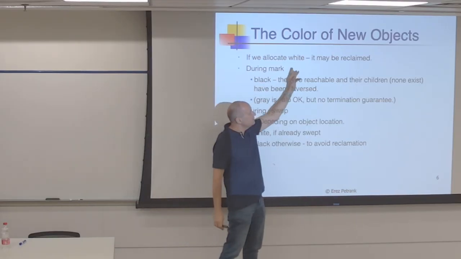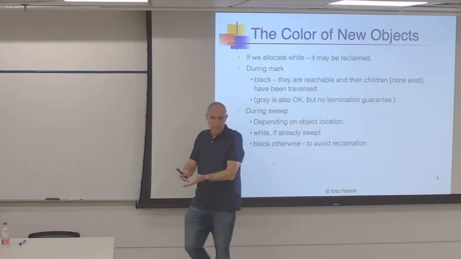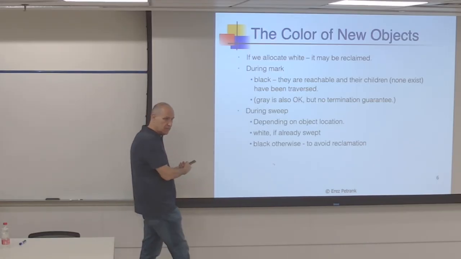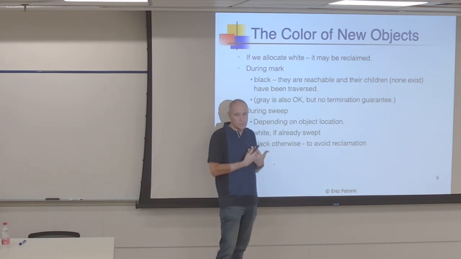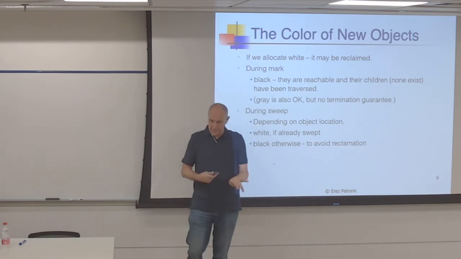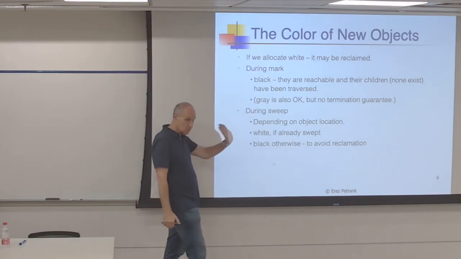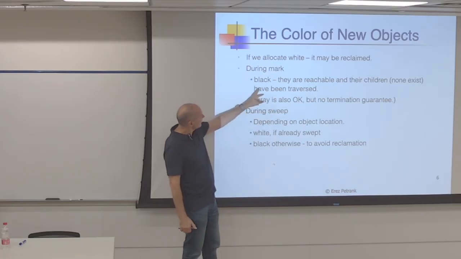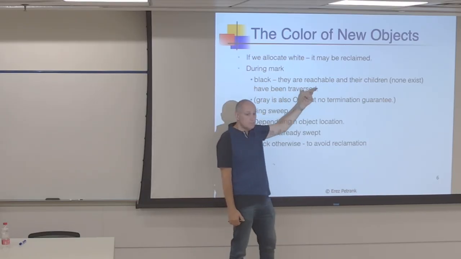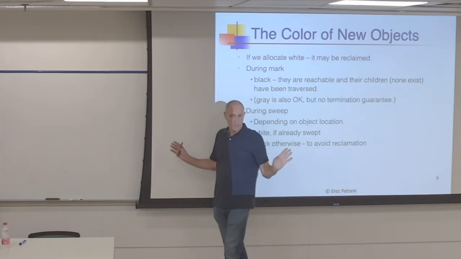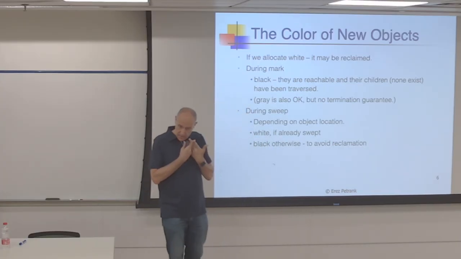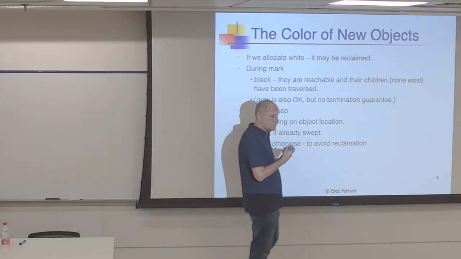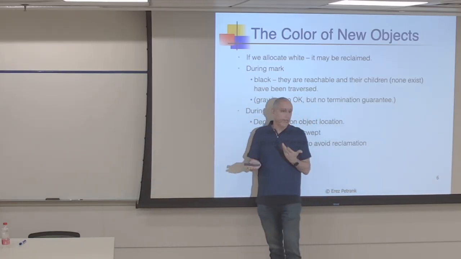If we just allocate it white, it can be reclaimed. If we do it in a moment where the collector doesn't notice it and then sweep comes, it will be reclaimed, which is not good. We do not want to reclaim objects that the program is using. That is very important. That is the most important thing for correctness. So during marking, we want to put it black, which is always good because it's alive now. We've just allocated it, and so we want it black so it will not be reclaimed during the sweep.